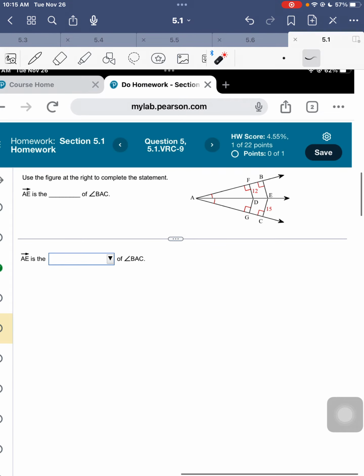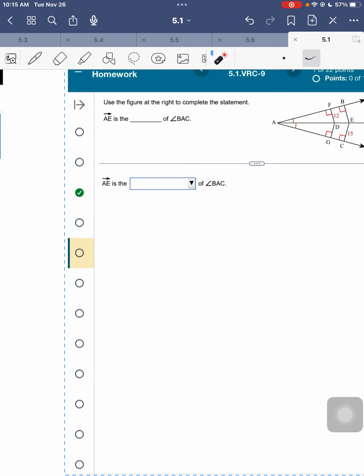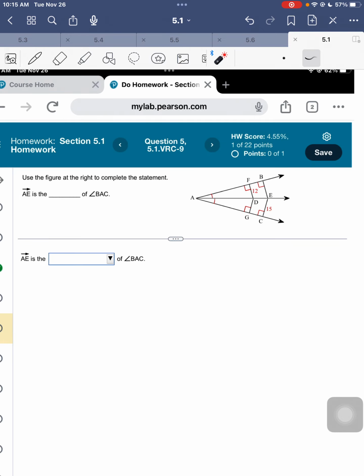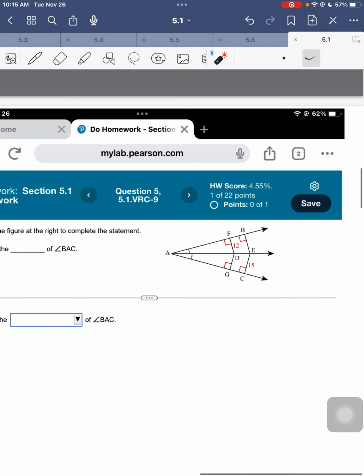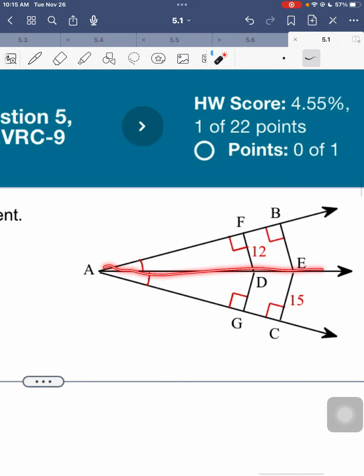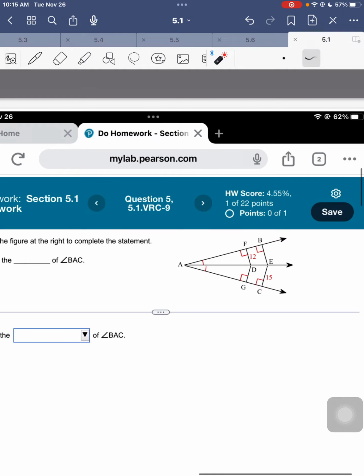So let's take a look. What is it asking us? AE is the blank of BAC. Oh, that's just angle bisector. It wasn't even a question on any measurements. But we do know, if it would have asked us, what is the length of DG? We'd say 12. If it said, what is the length of BE? We'd say 15, right? And we know that AE, this ray, is an angle bisector.